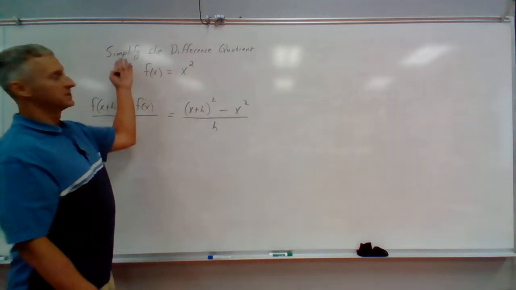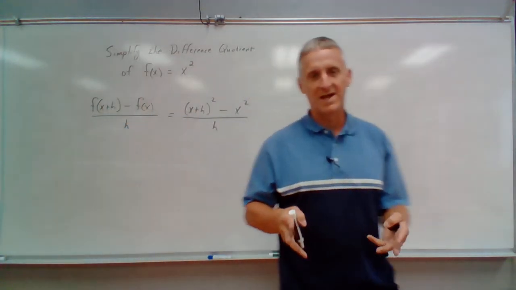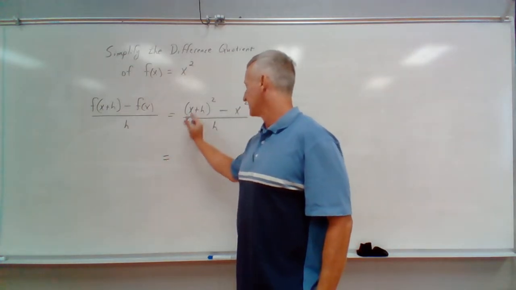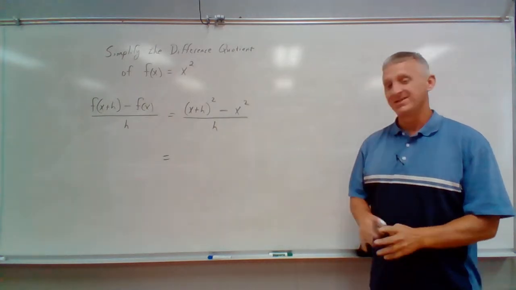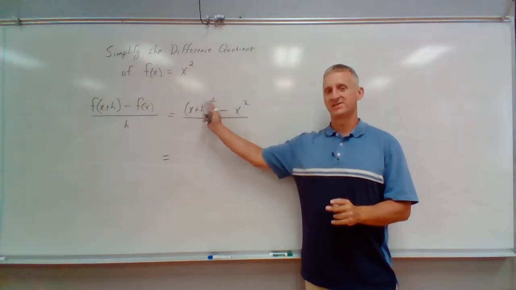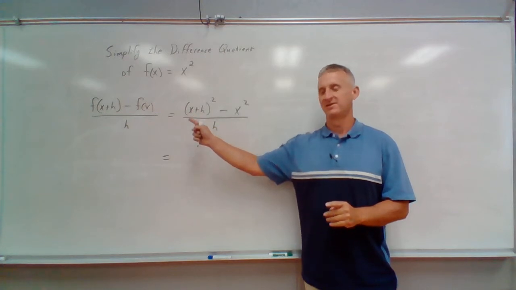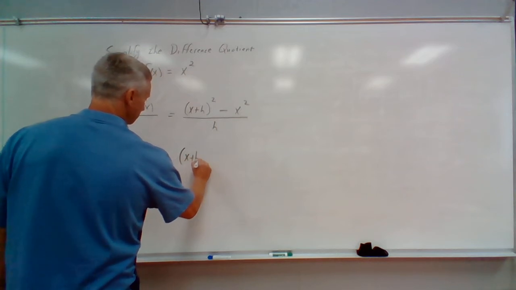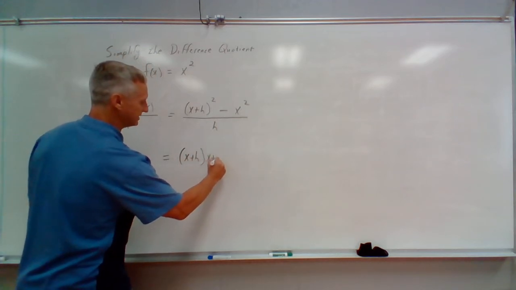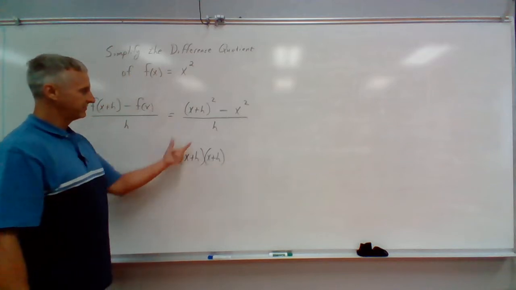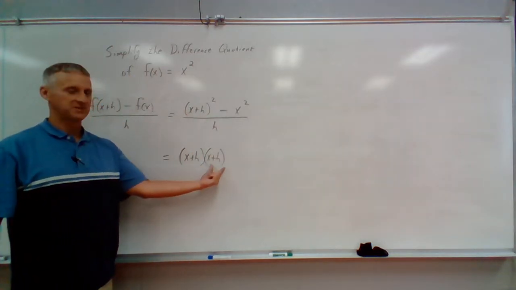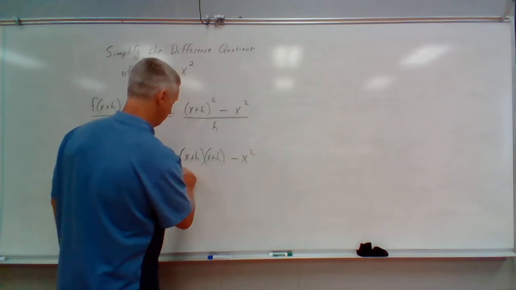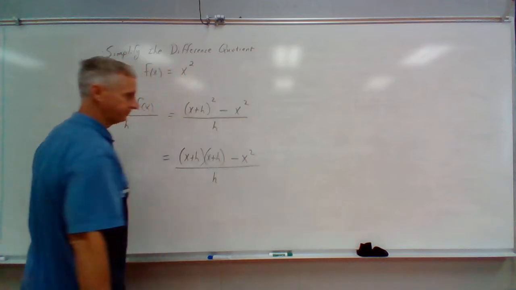Now it says to simplify this, so we're going to expand this and manipulate it some, see if we can simplify it. All right, so x plus h squared. Hey, don't make this mistake. X plus h squared is not x squared plus h squared. Remember that in order to square something, you have to multiply it by itself. So we have to do x plus h times itself in order to square it. And then we'll have minus x squared all over h.